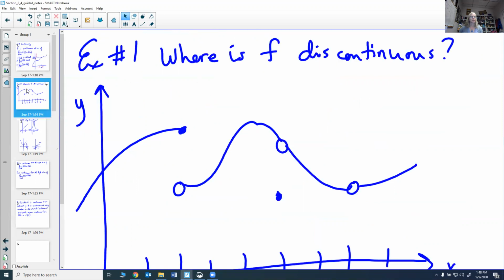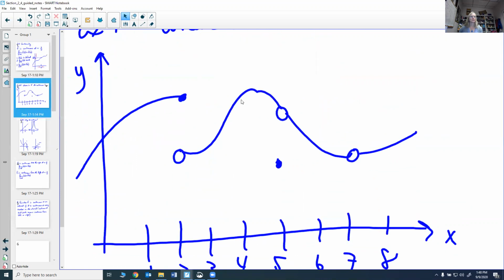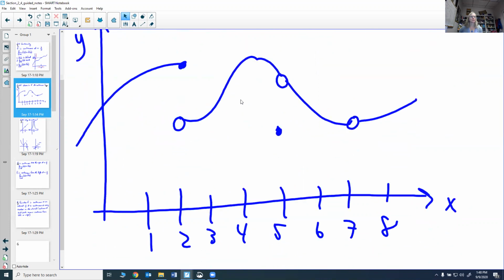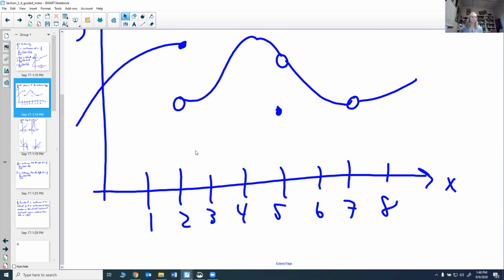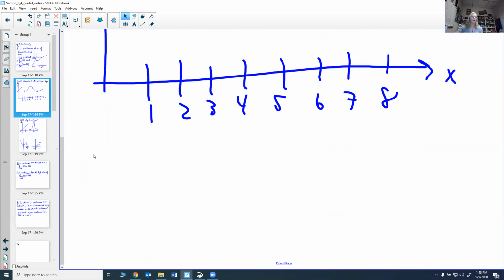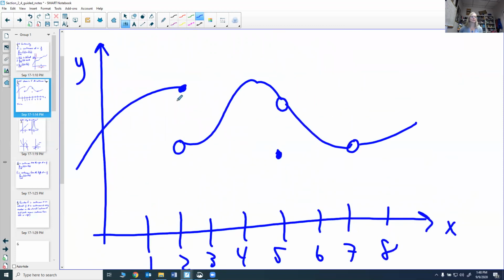So let's take a graphical example of where this function is discontinuous, which is actually what we care about. Because if you can find where it's discontinuous, you'll know it's continuous everywhere else. So the first thing I notice is there seems to be something going on at x equals 2. So let's see if we can figure out what's going on at x equals 2.